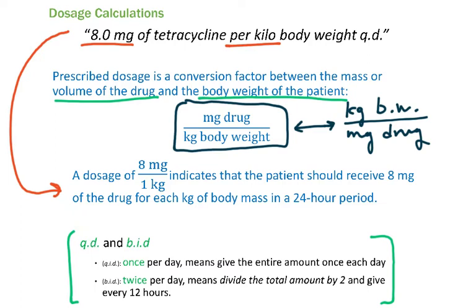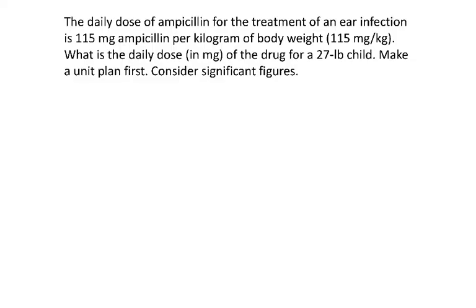Okay, so let's actually look at a real problem and then do it. So figuring out how much medication to give to your patient. The daily dose of ampicillin for the treatment of an ear infection is 115 milligrams of ampicillin per kilogram of body weight. What is the daily dose in milligrams of the drug for a 27-pound child? So let's make a unit plan first and always consider significant figures.